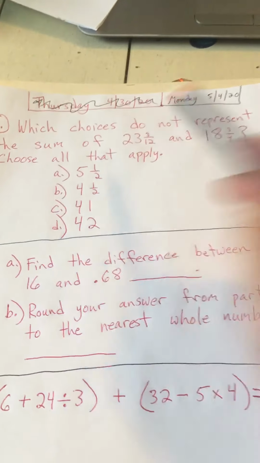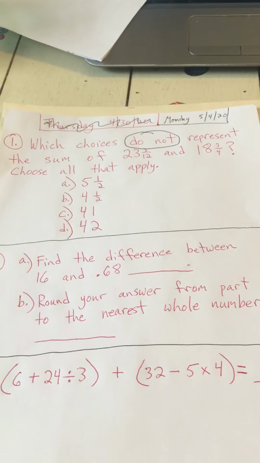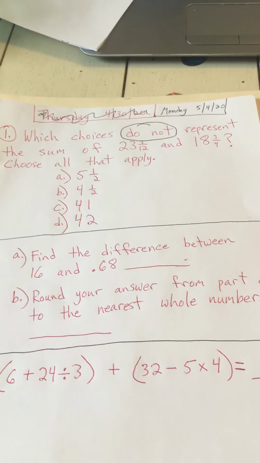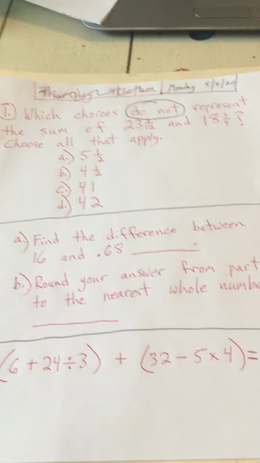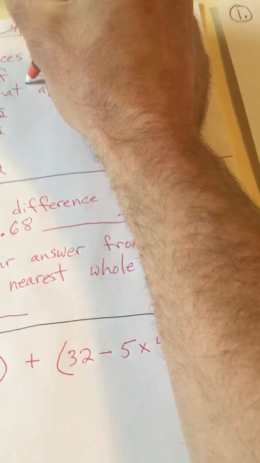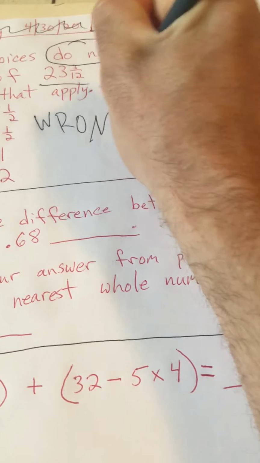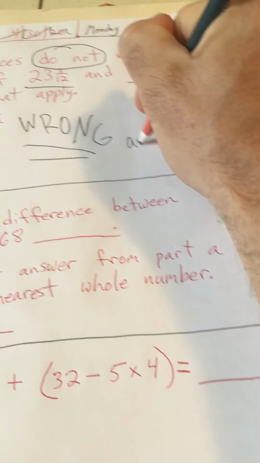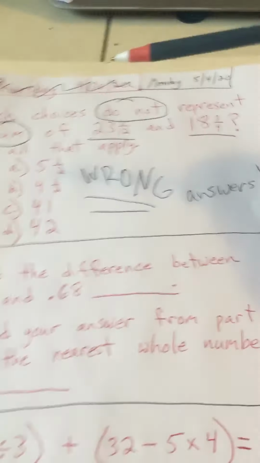It says, which choices do not represent the sum of 23 and 3/12 and 18 and 3/4? Choose all that apply. Okay, so which choices do not represent the sum of these two numbers? So we need to choose the wrong answers. So I'm going to write that in big letters right there, and I'm going to write it over here on my workspace. And I'll know what that means. I'm choosing the wrong answers.